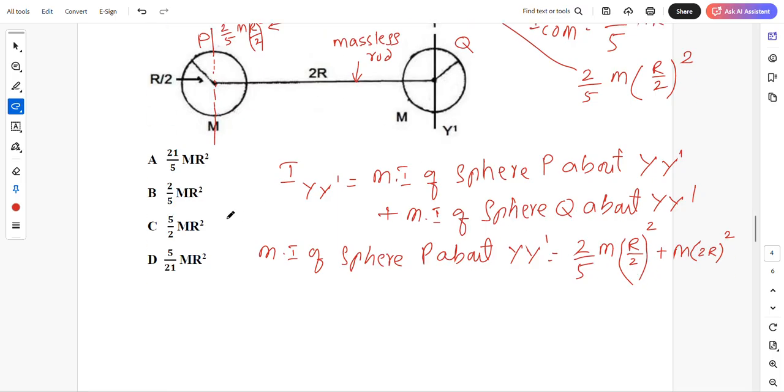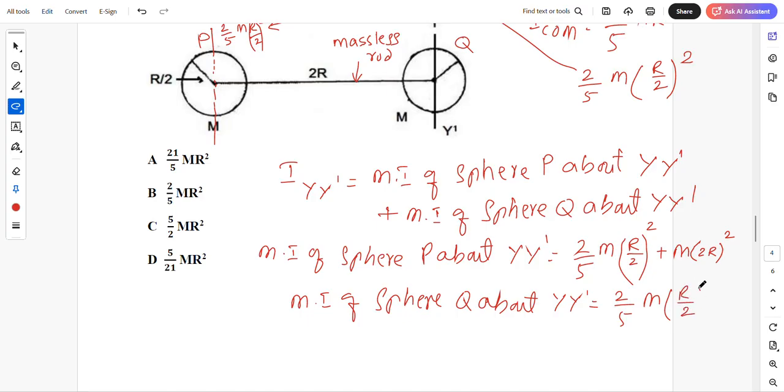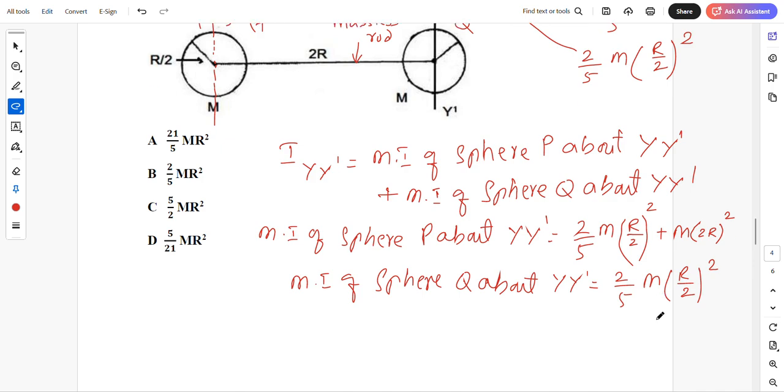Okay. Now what is the moment of inertia of sphere Q about y dash? That is equal to the same. Okay, that is 2 by 5 m. In place of r square, you have to write r by 2 the whole square. Now add up these two. These 3 terms you have to add up. These 2 terms plus this one term. You will get the answer.